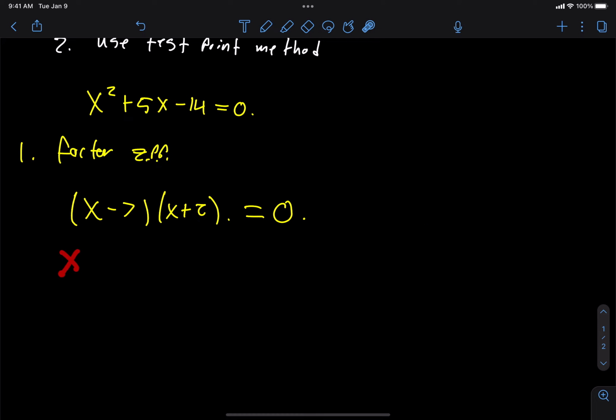Or if x equals negative 2, for example, then we get what? Negative 2 minus 7, that's negative 9. And then we multiply that with 0, and that's equal to 0, and so we're happy. So that's what the zero product property says. So we just solve where each one of these is set equal to 0. So x minus 7 equals 0, or x plus 2 is equal to 0. And therefore, either x is equal to 7 or x is equal to negative 2, right?